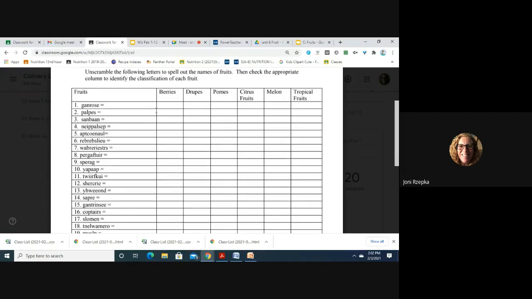So continue to work through the worksheet, and I'm going to give you till 2:20. And I'm going to come back and we're going to go over the sheet. So I need participants to participate. Take a few minutes, either do a side by side with a Google Doc and just do 1 through 25, and I'll make it easy on you. You can just tell me B for berry, D for drupe, P for pome, C for citrus, M for melon, and T for tropical. And then unscramble the fruit and tell me what category it goes in.